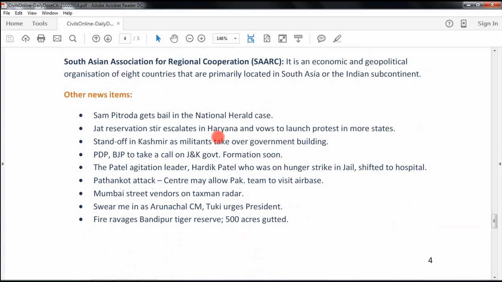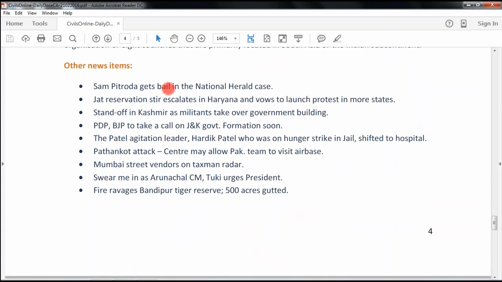And let's go to other news items. Sam Pitroda gets bail in the National Herald case. Jat reservation stir escalates in Haryana and vows to launch protests in more states. Standoff in Kashmir as militants take over government building. PDP-BJP to take a call on Jammu and Kashmir government formation soon. The Patel agitation leader Hardik Patel, who was on a hunger strike in jail, shifted to hospital.